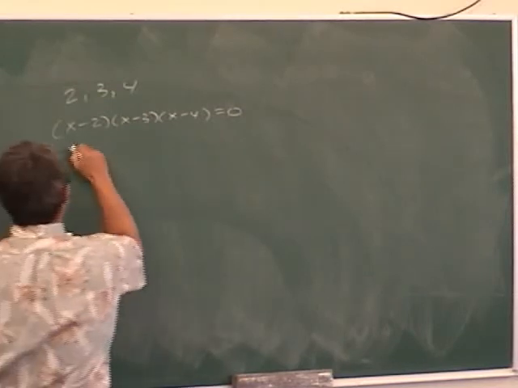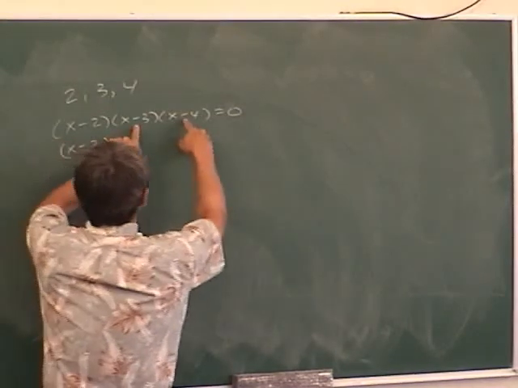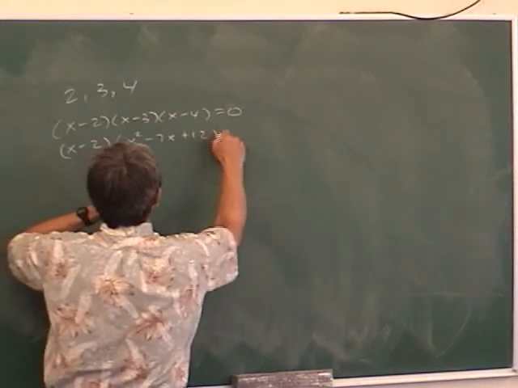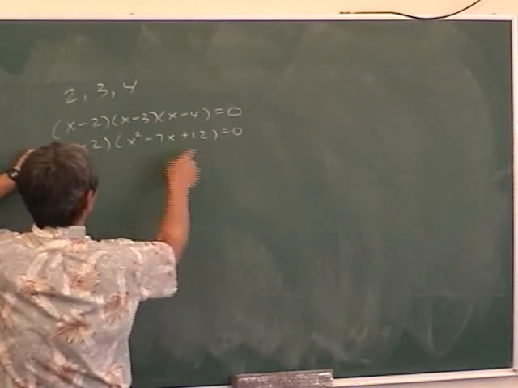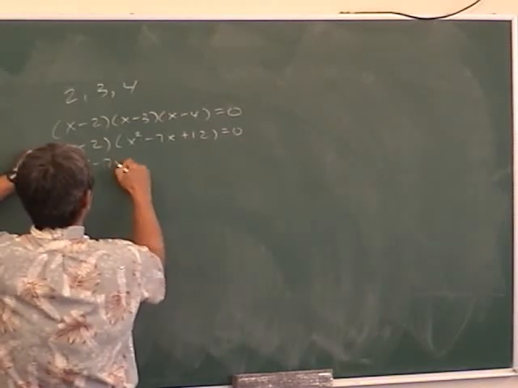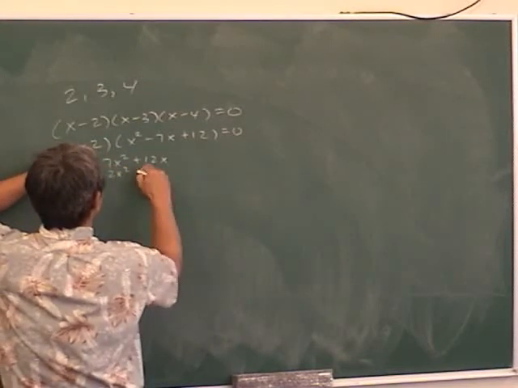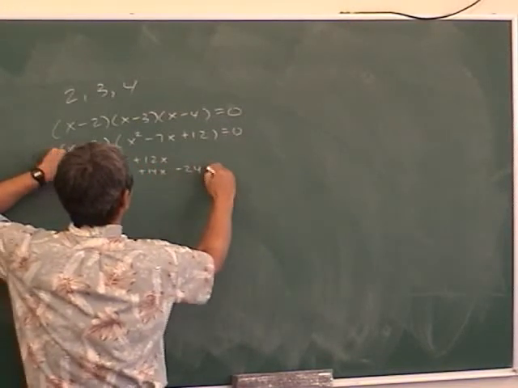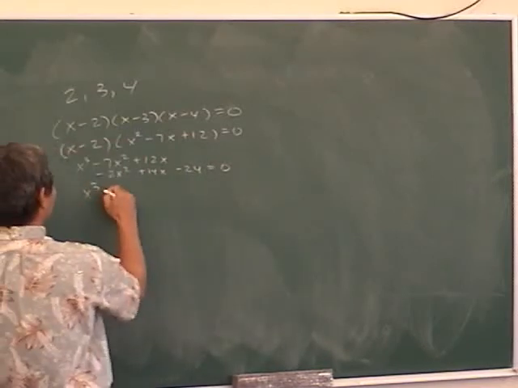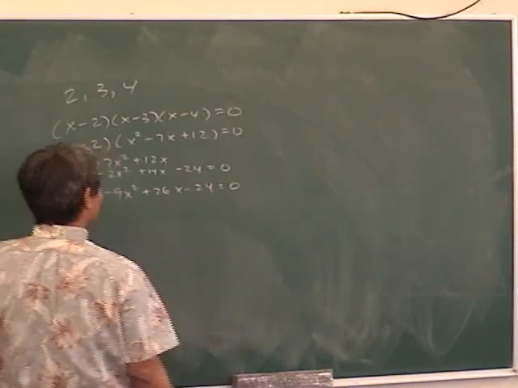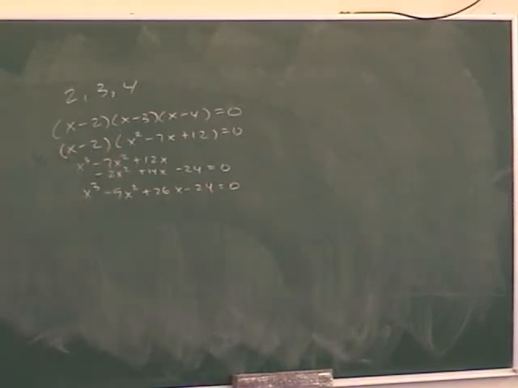Let's do x minus 2 first, and then multiply these two together first. So what is that? x squared minus 7x plus 12. And then you distribute. Take the first term and distribute it: x cubed minus 7x squared plus 12x. And then take this term and distribute it: negative 2x squared plus 14x minus 24 equals 0. Add them up: x cubed minus 9x squared plus 26x minus 24 equals 0. That's not that bad. No, it's not really that bad. But then what happens when you get 4 or 5 roots, 6 roots even? Is there a faster way?